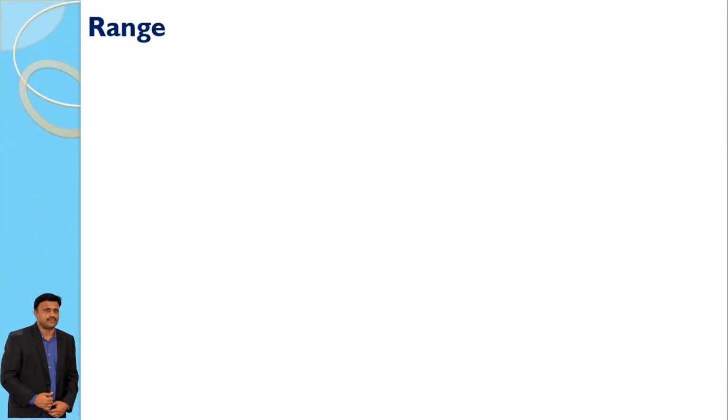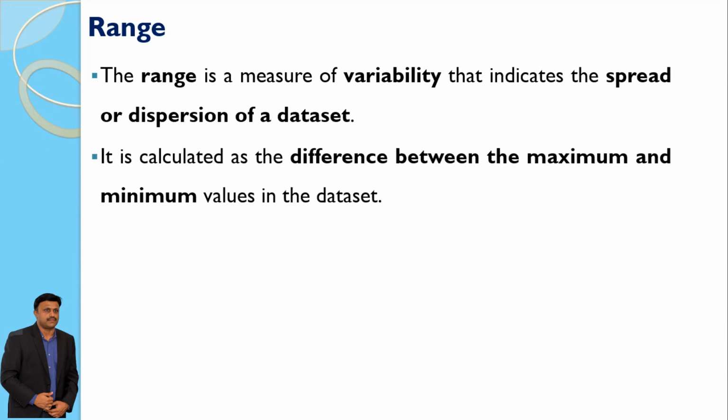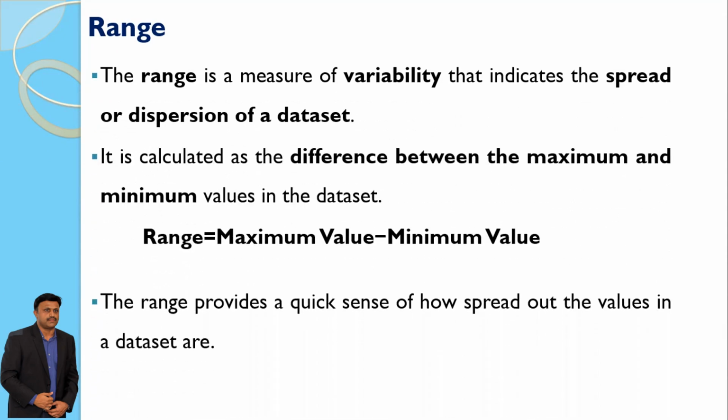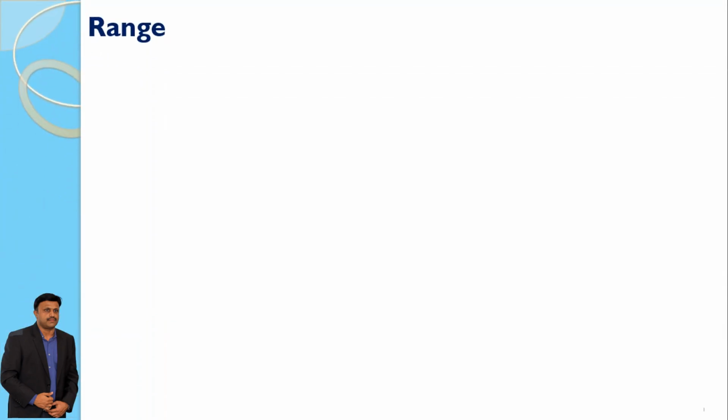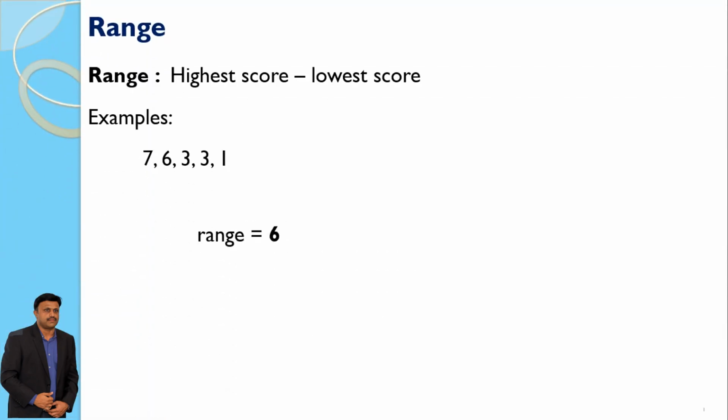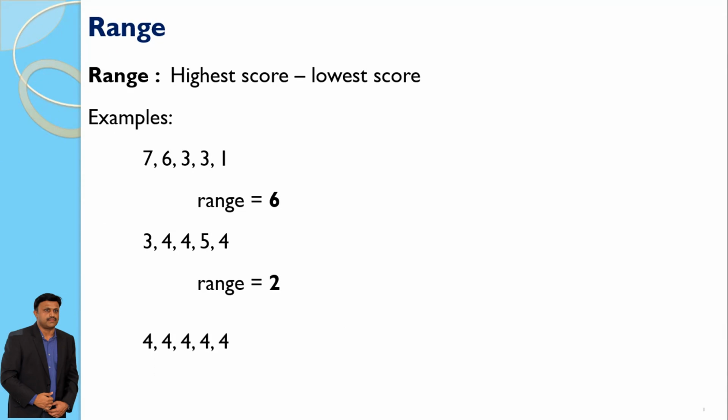The range is a measure of variability that indicates the spread of a dataset. It is calculated as the difference between the maximum and minimum values. To calculate the range, subtract the lowest score from the highest score. For example, in a dataset with values 7, 6, 3, 3, 1, the range is 6.